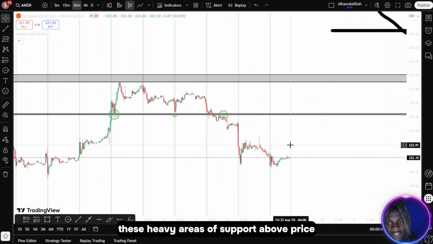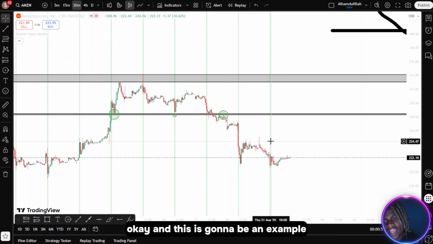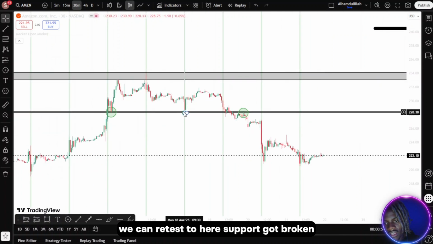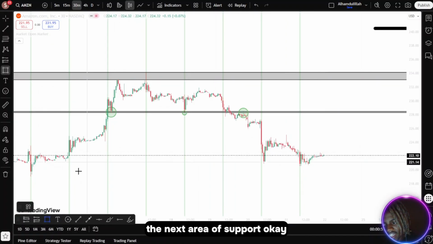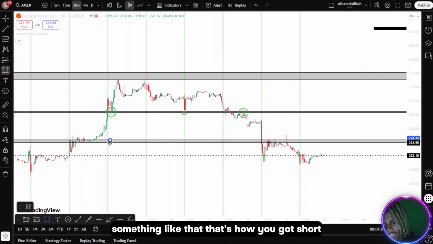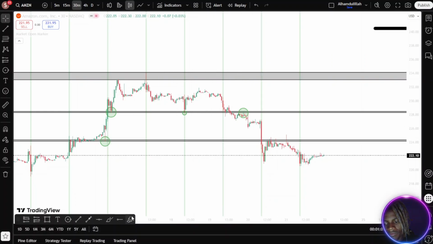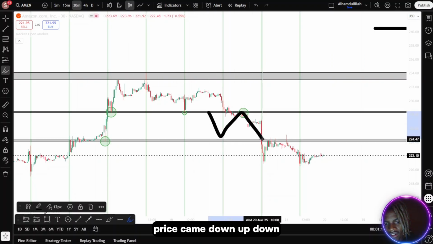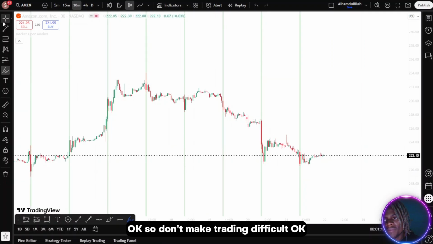These heavy areas of support above price runs through it, okay, or even if it breaks and retests, that's confirmation as well too. Then you could just wait for that resistance to get broken, okay. And this is going to be an example of break and retest too here. Support got broken, turned into resistance, and take the short trade down to like the next support. Okay, so that's how you got short, or you could take it to the next area of resistance from break and retest. Okay, price came down, up, down. Okay. So don't make trading difficult, okay?